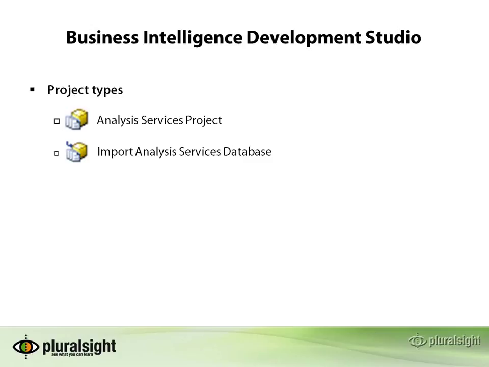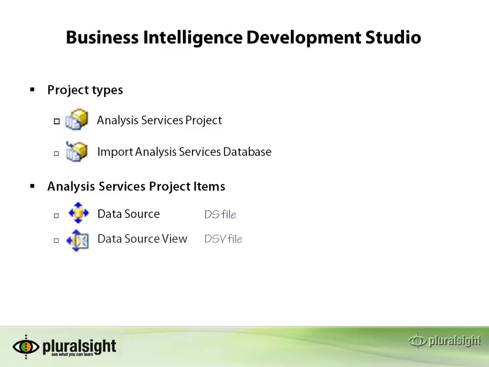If an analysis services database is already deployed to the server, we can import the database objects and have BIDS reverse engineer the design and create all the objects in the project for us. Regardless of which option we use, there are several different types of project items that we have in an analysis services project. We have a data source item to define how to connect to an OLEDB source that we want to use in multiple packages. If we need to change a server or database name, then we have only one place to make the change in BIDS. Another project item is the data source view.